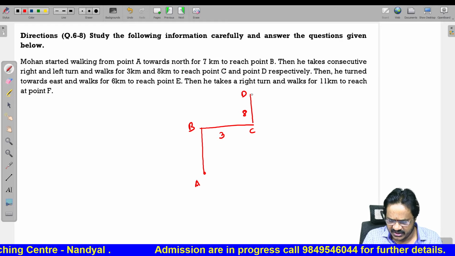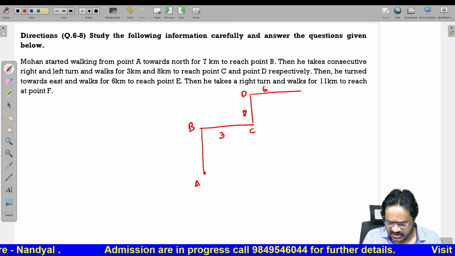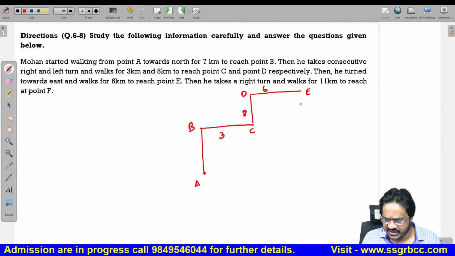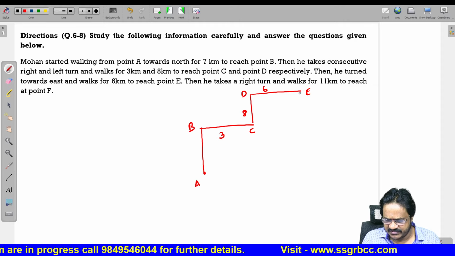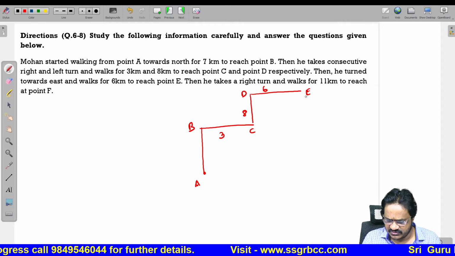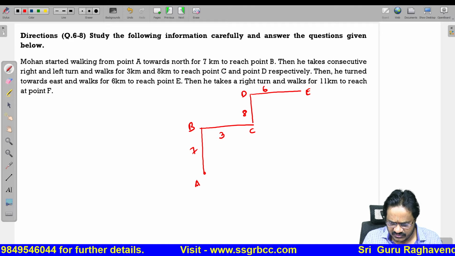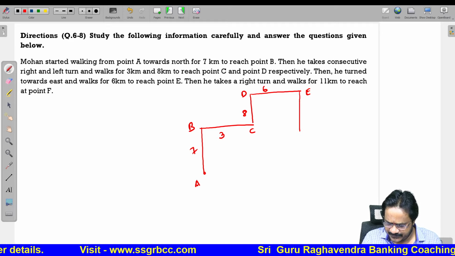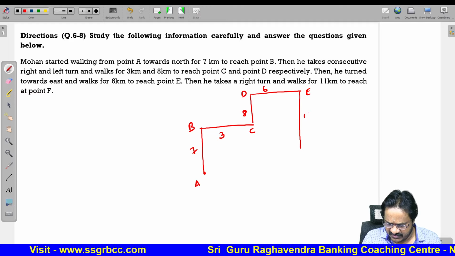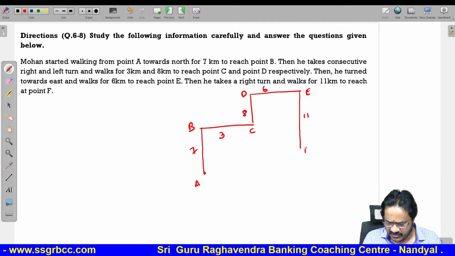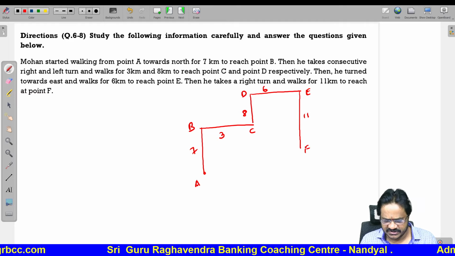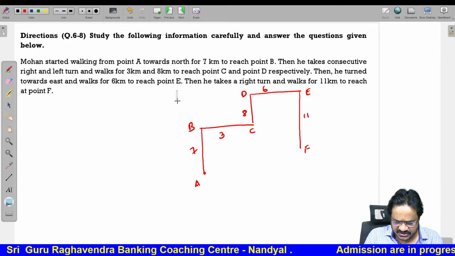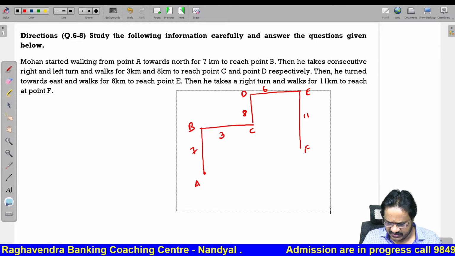From D he turned towards east, walked 6 kilometers to reach E. Then he takes right turn. So the east facing person taking right means moving to the south. Now he is walking 11 meters. Let us assume this one as 11 meters to reach point F. This is the entire direction we got. Now based on this we should answer the given question.